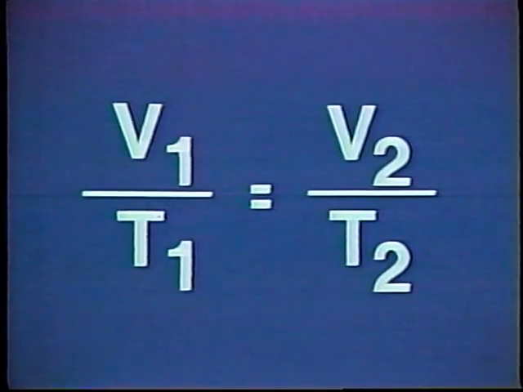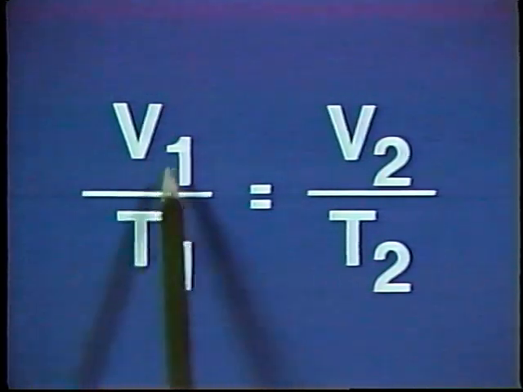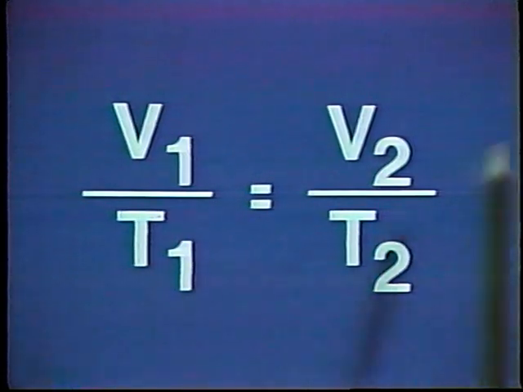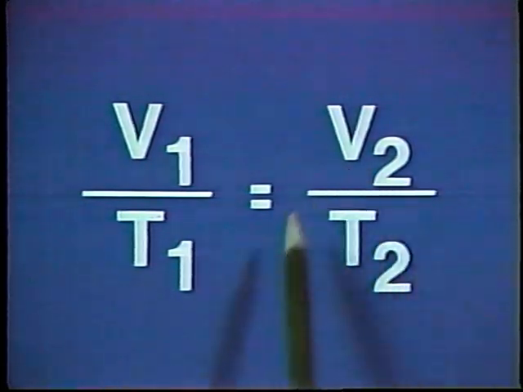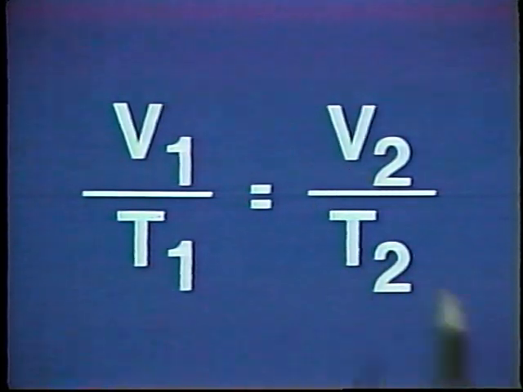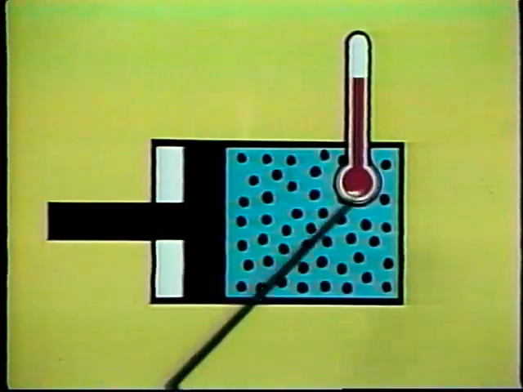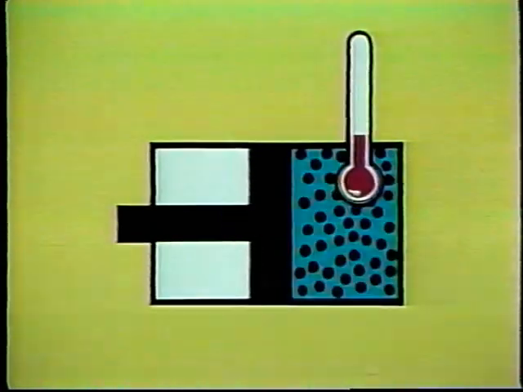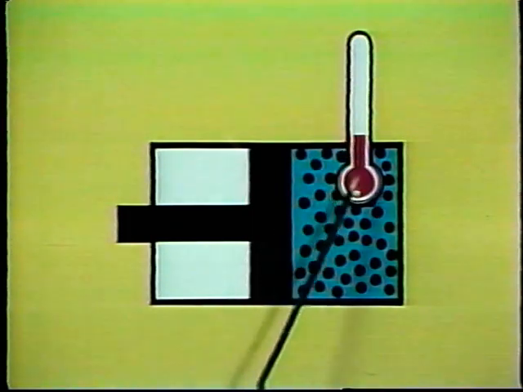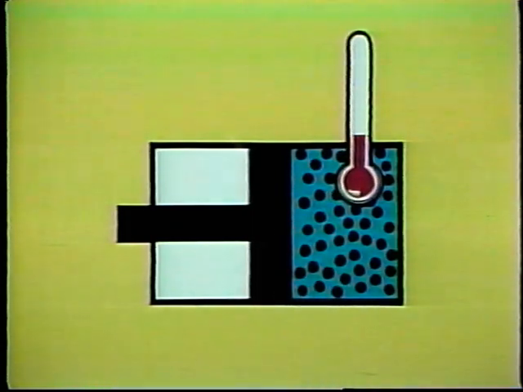If the pressure remains constant, then the formula becomes V1 divided by T1 equals V2 divided by T2. And the volume of the gas will vary directly as the temperature. That is, increase the temperature and the volume will increase. Decrease the temperature and the volume will decrease. All right, let's examine why these relationships are so.